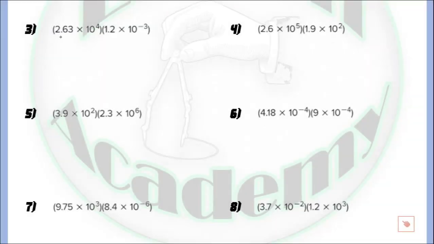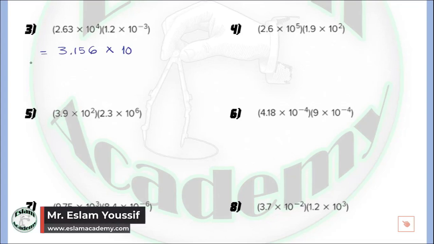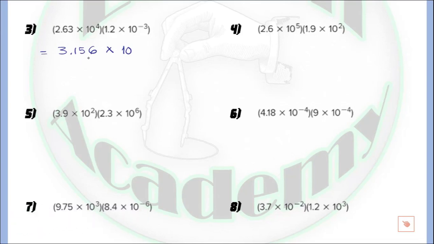In question number 3, we have 2.63 times 10 to the power 4 multiplied by 1.2 times 10 to the power negative 3. All we have to do is multiply the number by the number. 2.63 multiplied by 1.2 is equal to 3.156 times. Then we multiply 10 times 10, so we write 10 and add the powers. 4 plus negative 3 equals 1. You will find that 3.156 is written in scientific form. So the answer now will be 3.156 multiplied by 10 to the power 1.